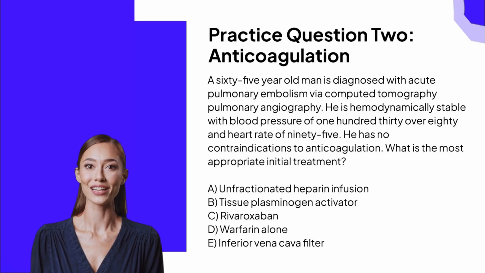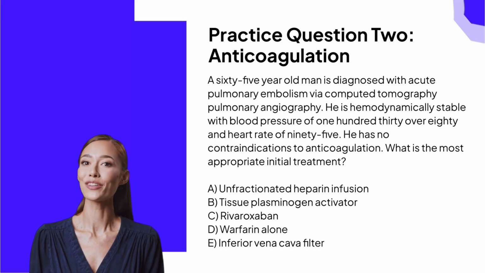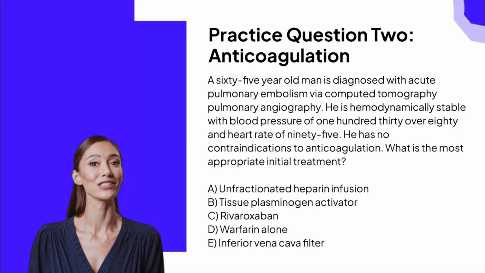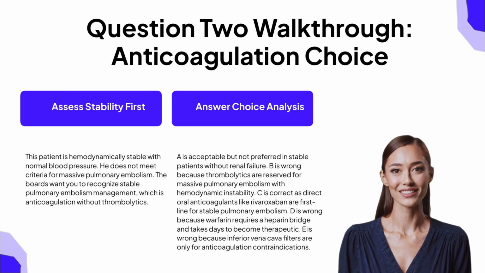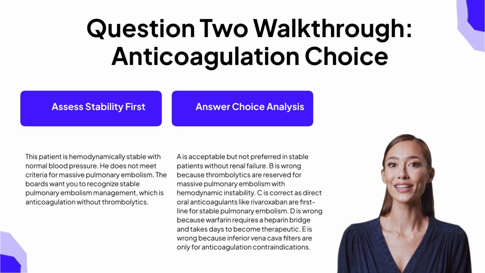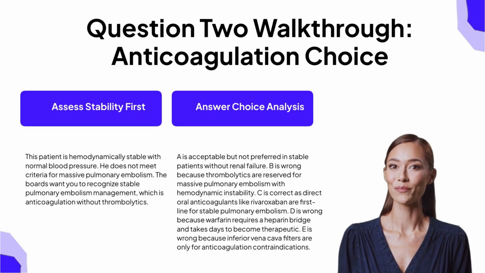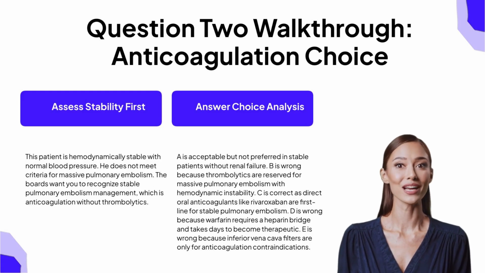Here is our second practice question about anticoagulation. We have a stable patient with confirmed pulmonary embolism. Normal blood pressure, reasonable heart rate, no contraindications. What do we give them? Let's analyze this question. First, assess stability. This patient has normal blood pressure and is hemodynamically stable. This is not massive pulmonary embolism. The boards want you to recognize stable pulmonary embolism management.